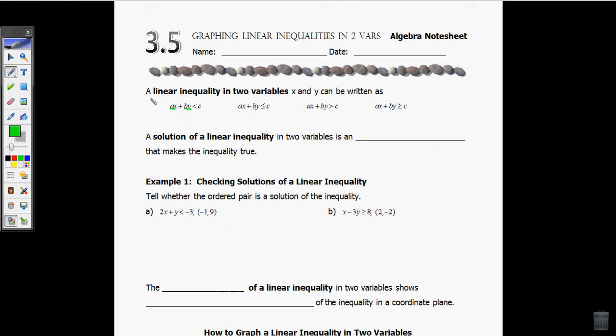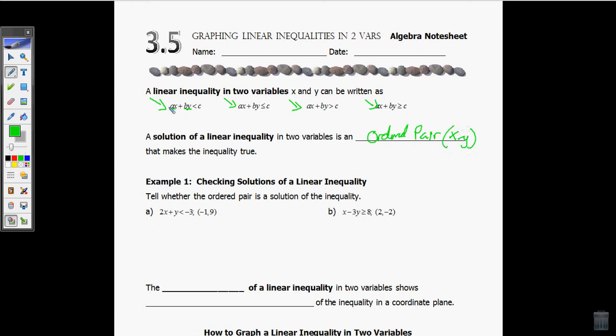So we can write these in a ton of different ways. What I have here is standard form, and all of these, ax plus by equals c, is what we're used to seeing. But we can basically replace that equal sign with less than, less than or equal to, greater than, greater than or equal to. And what we notice is that the solution of a linear inequality in two variables is an ordered pair, x and y, that make the inequality true.